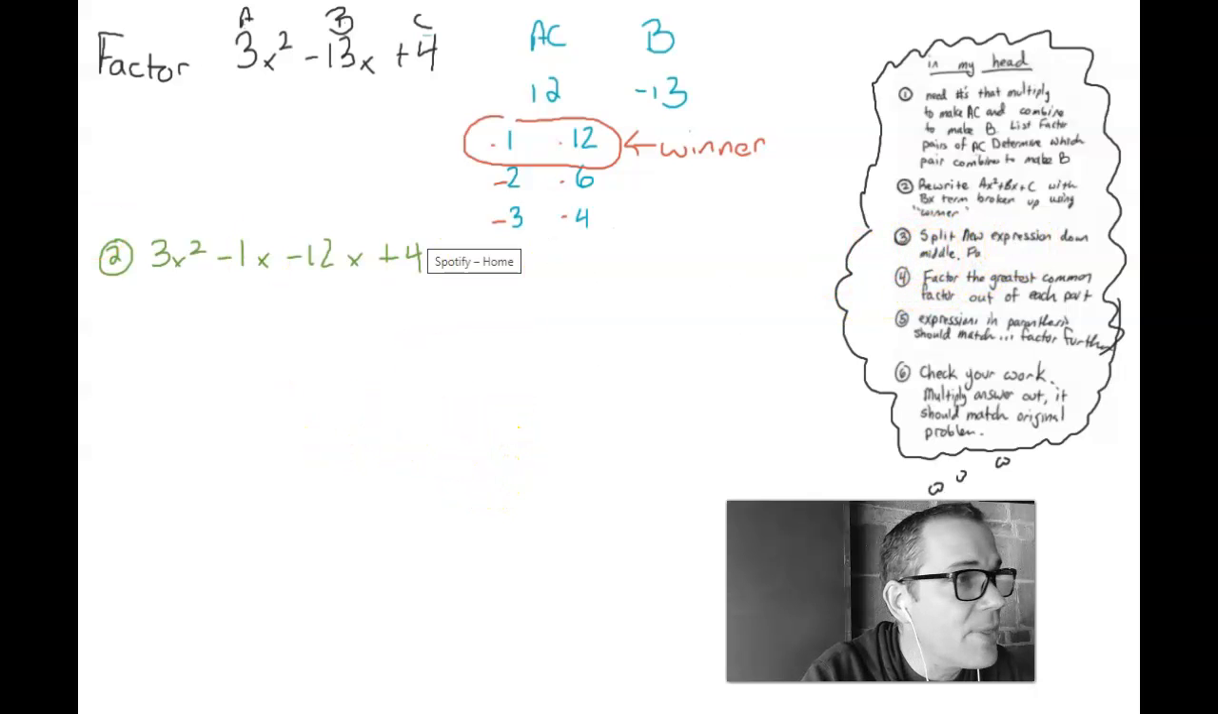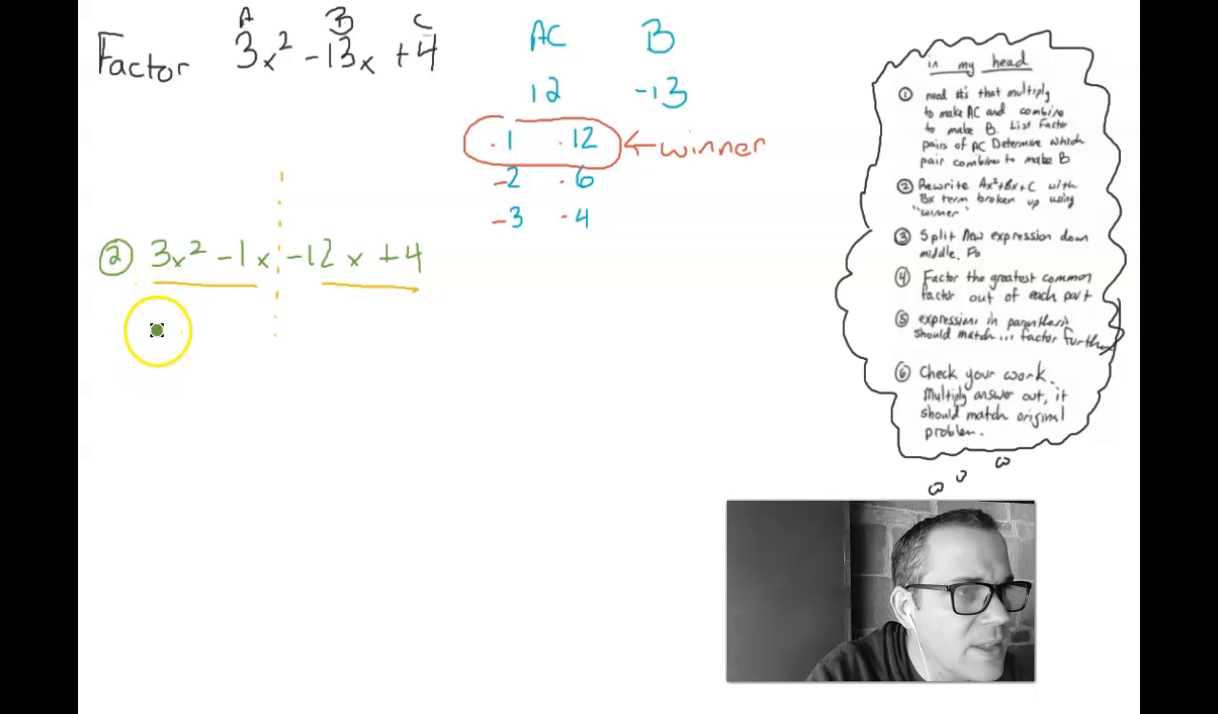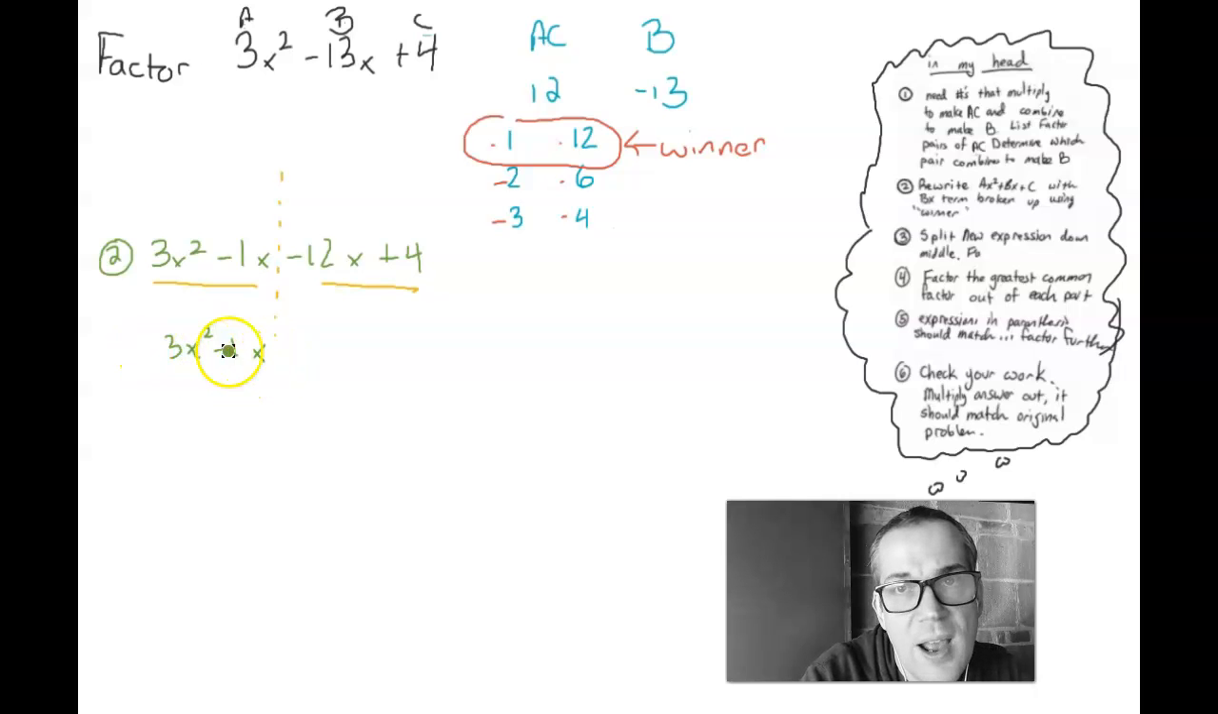We're ready for step 3. Step 3 is where I'm going to split this right smack dab down the middle and look at it as if it's two separate things. I'm going to factor each thing separately. So in my brain, what I'm thinking about is this 3x squared minus 1x. Looking at these two terms, I'm trying to figure out a common factor, something that both terms have. Look at the numbers first, 3 and 1. There's nothing in common. But they do both have an x.